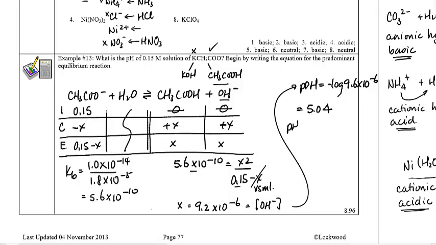So now pH is going to be 14.00 minus 5.04, and thus we end up with 8.96. And so the key to completing this is not so much you knowing how to do the math, but rather the key is in setting up the correct equilibrium equation, and that comes from a proper analysis of the salt that you are adding to the solution.